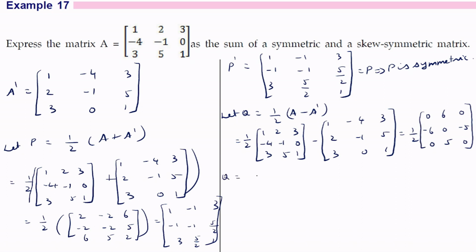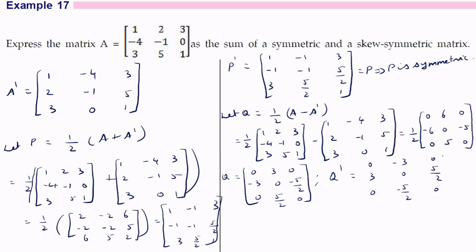So Q will be 0, 3, 0, minus 3, 0, minus 5 by 2, 0, 5 by 2, 0. Now Q transpose will be 0, 3, 0. The first row will become the first column, the second row becomes the second column, and the third row becomes the third column. So this is equal to minus Q, which implies Q is skew symmetric.